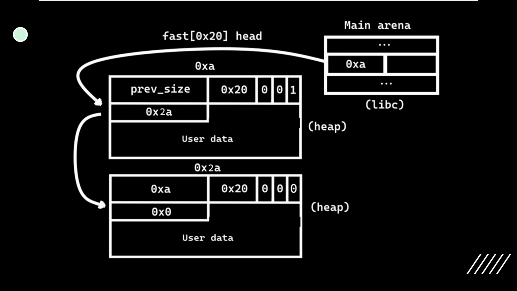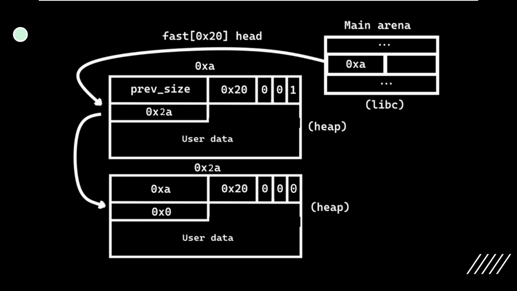So this is just a little diagram I made. You see up here is the main arena being stored in libc, and that area in the main arena, we'll just say main arena plus 0x90 or something. It's going to be the fastbin 0x20 head, and if we follow that head here, the dummy address is just A. We'll see it actually points us to the first chunk.